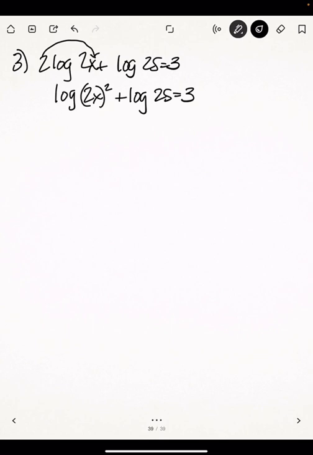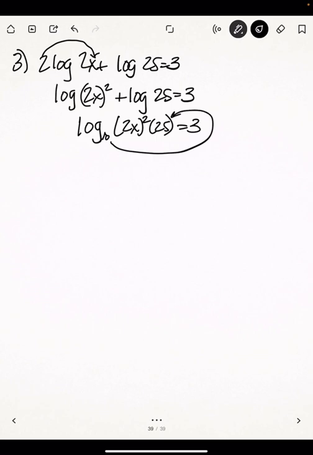Since we're adding, we're going to multiply, so it's going to become log of 2x squared times 25 equals 3. All right, so remember when there's no base, our rule states that the automatic or invisible base we're going to use is 10. So we'll write 10 here. Then we're going to do our loop technique and write it as 10 to the third equals 2x in parentheses squared times 25.